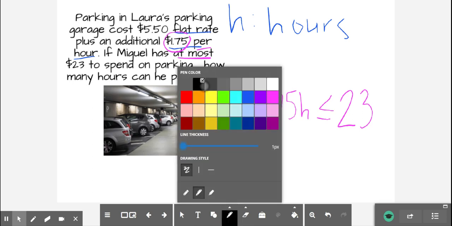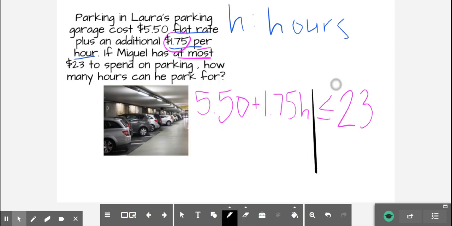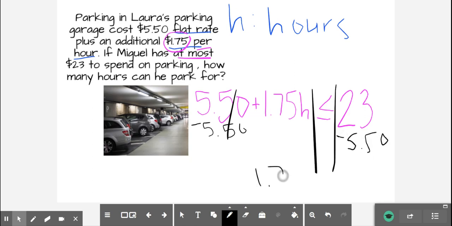In order to solve the problem, now we would solve the inequality. Just like solving an equation, we use inverse operations. So we would subtract $5.50 from both sides first, which gives us 1.75h is less than or equal to 17.50.